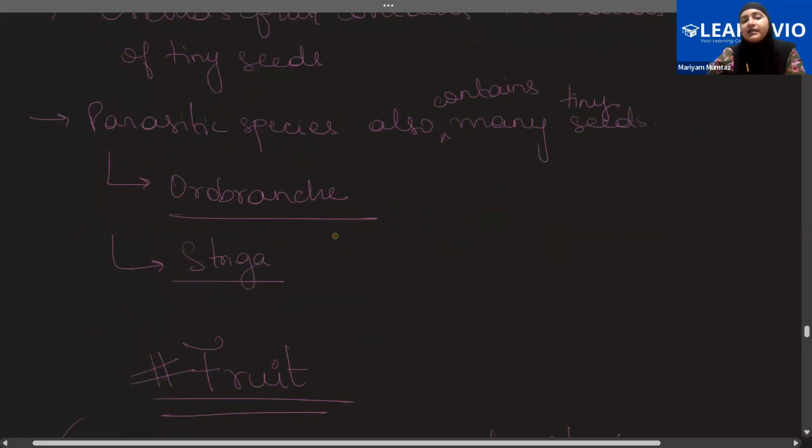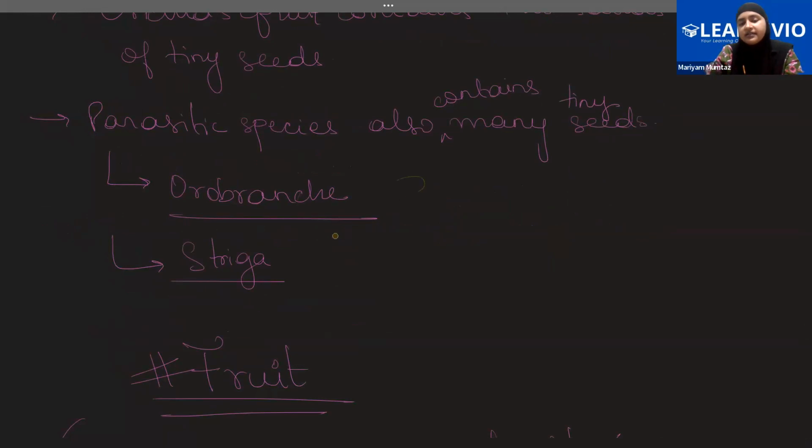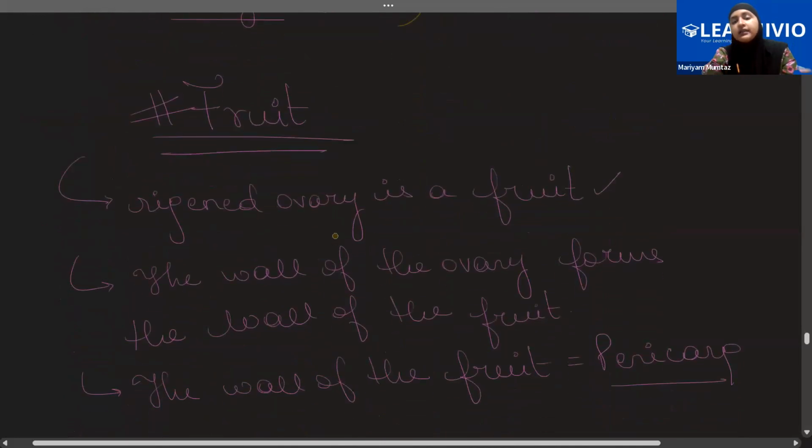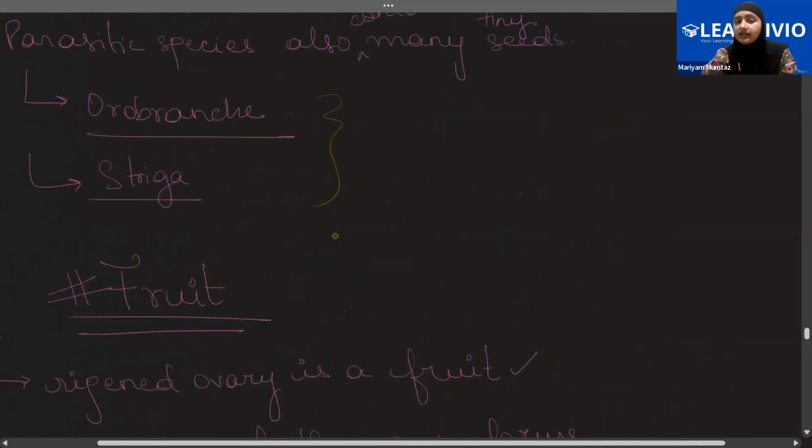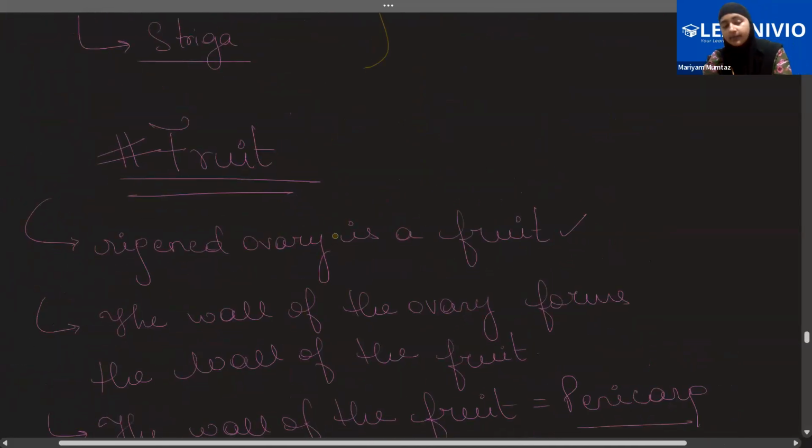Now, there are certain parasitic species. They also contain many tiny seeds such as Orobanche and Striga. These are the examples of orchid, Orobanche and Striga. These are the examples for all those plants that have thousands of tiny seeds. Now we have discussed seed. Let us discuss the fruit.